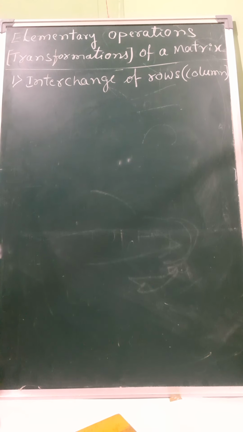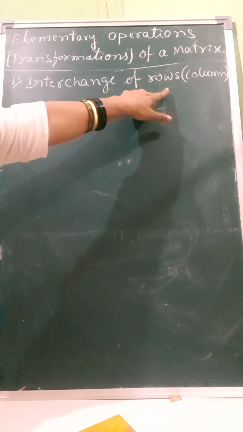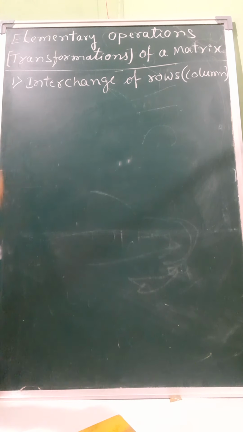Today we move towards the concept of elementary operations or transformations of a matrix. There are three elementary row operations or elementary column operations. First one is the interchange of rows or columns. I will give one example for this: how can you interchange any two rows or columns?